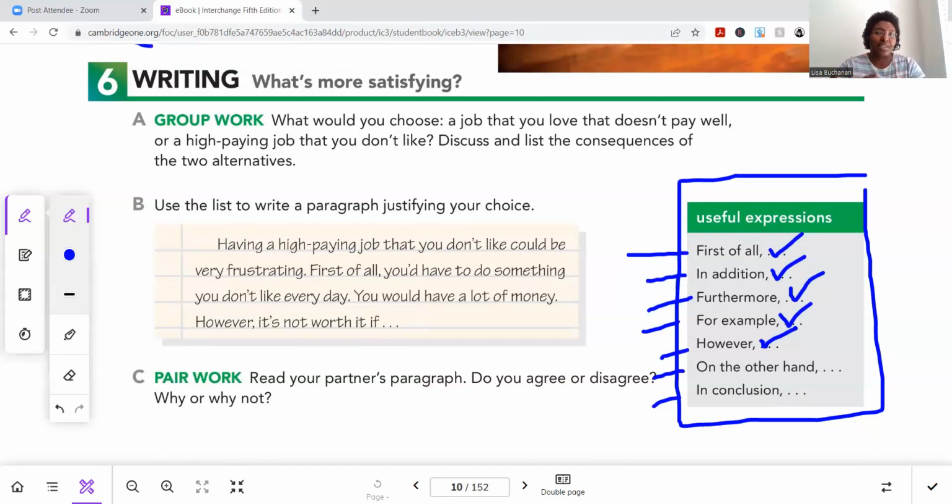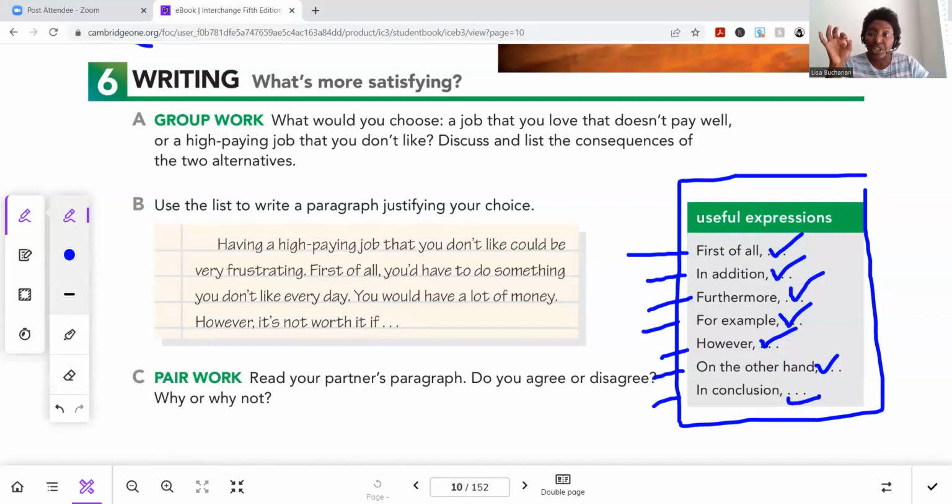I love Coke. However, Pepsi tastes better. On the other hand, also moves the idea in a different direction. I love Coke. On the other hand, if I drink it every day, I could gain weight. So it moves the idea either in the same direction or different directions. And then in conclusion, it lets the listener know you're almost done with what you're saying.